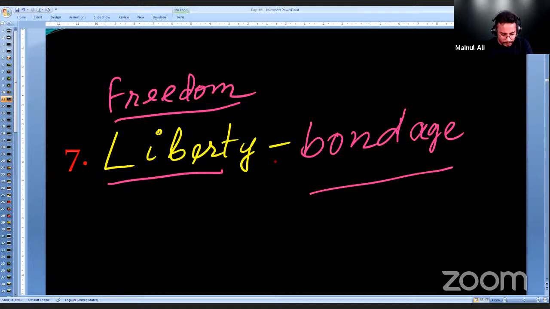What is the antonym? Freedom is the synonym, but the opposite of liberty is called bondage. Okay. Write it down. Bondage. B-O-N-D-A-G-E. Bondage. Okay. Synonym is freedom, but the opposite is called bondage. Yeah, I have written it down. Liberty, bondage. I hope you got it.